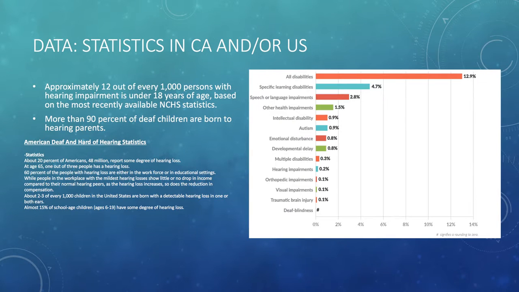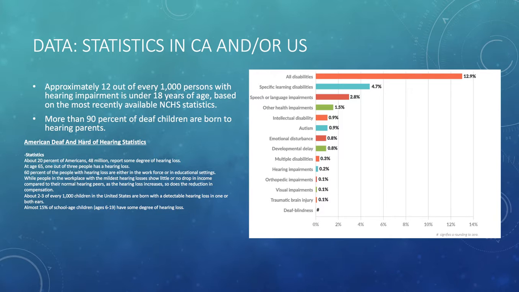So now that we've defined hearing impairment, let's take a look at some statistics in California and the US. It's important to note that some of the statistics that we've provided are focused on adults as well as children, but we're going to take a look at some of the statistics for children. More than 90% of deaf children are born to parents that can hear. Also, about 2 to 3 of every 1,000 children in the United States are born with a detectable hearing loss in one or both ears. And almost 15% of school-age children ages 6 to 19 may have some degree of hearing loss.